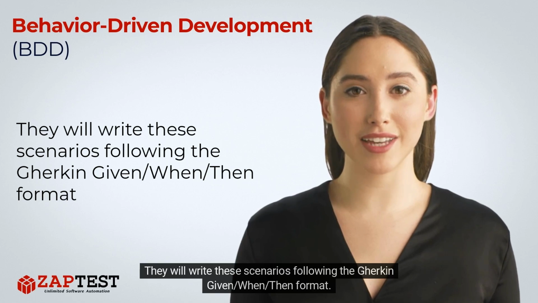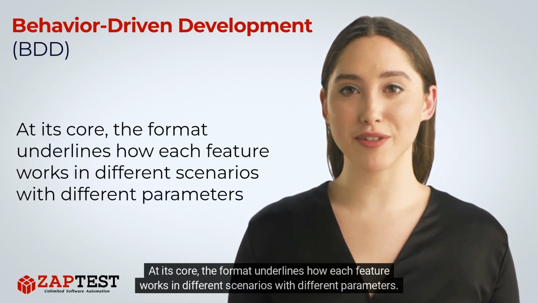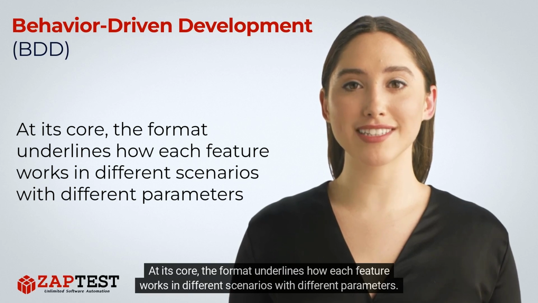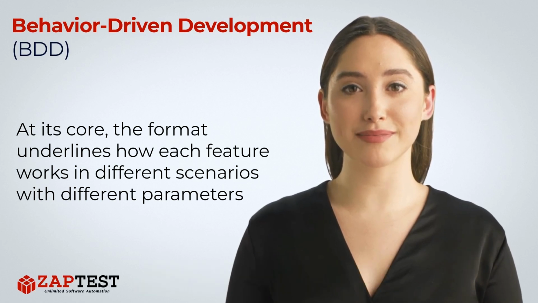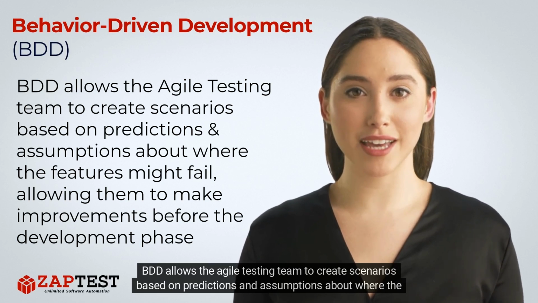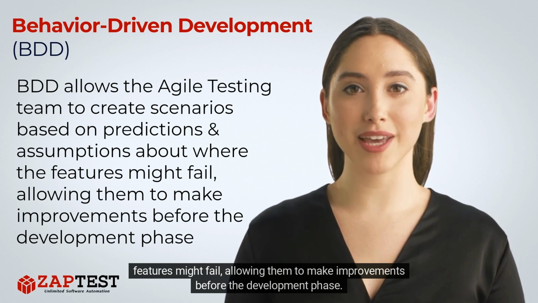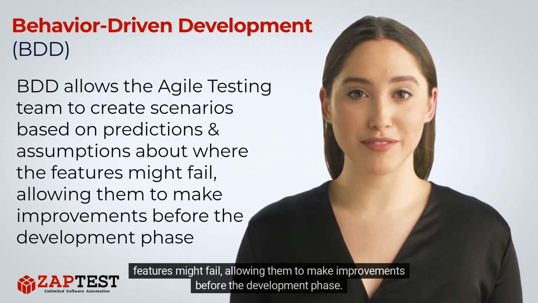They will write these scenarios following the Gherkin Given-When-Then format. At its core, the format underlines how each feature works in different scenarios with different parameters. BDD allows the Agile testing team to create scenarios based on predictions and assumptions about where the features might fail, allowing them to make improvements before the development phase.